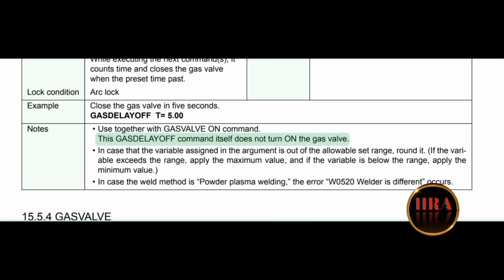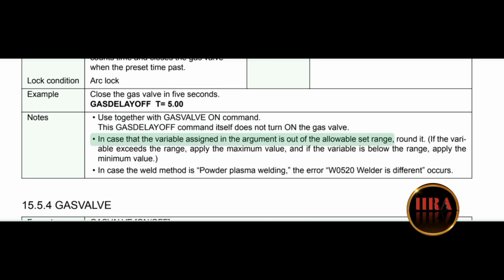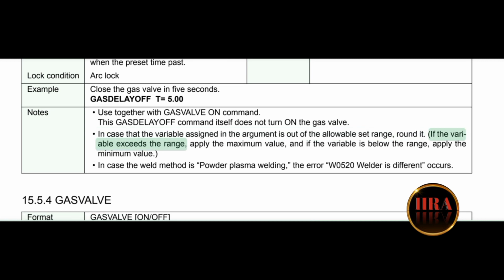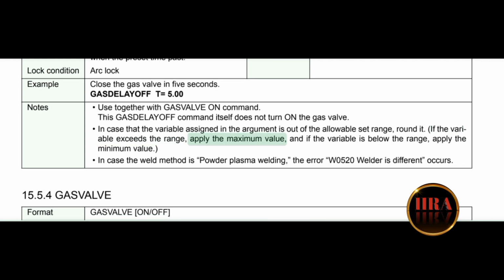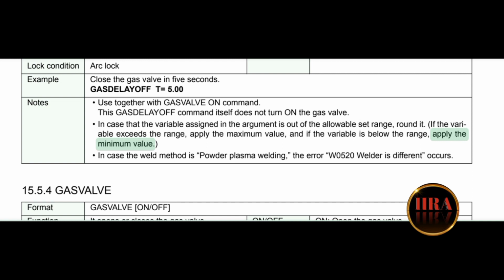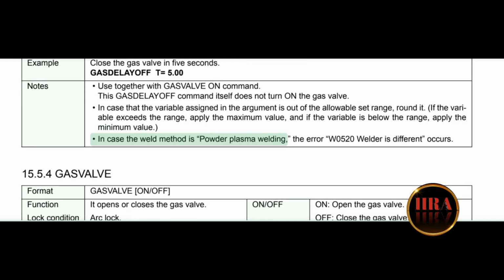Notes: used together with the GASVALVE on command. This GASDELAYOFF command itself does not turn on the gas valve. In case the variable assigned in the argument is out of the allowable set range, round it. If the variable exceeds the range, apply the maximum value, and if the variable is below the range, apply the minimum value. In case the weld method is powder plasma welding, the error W0520 welder is different occurs.